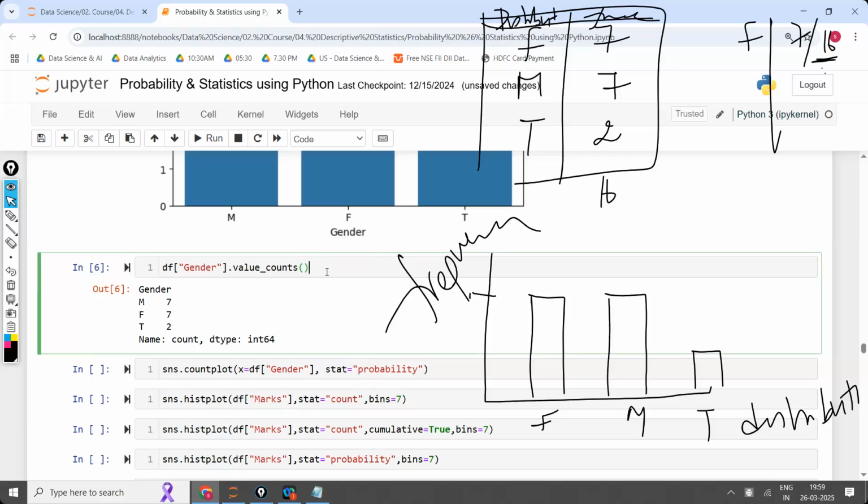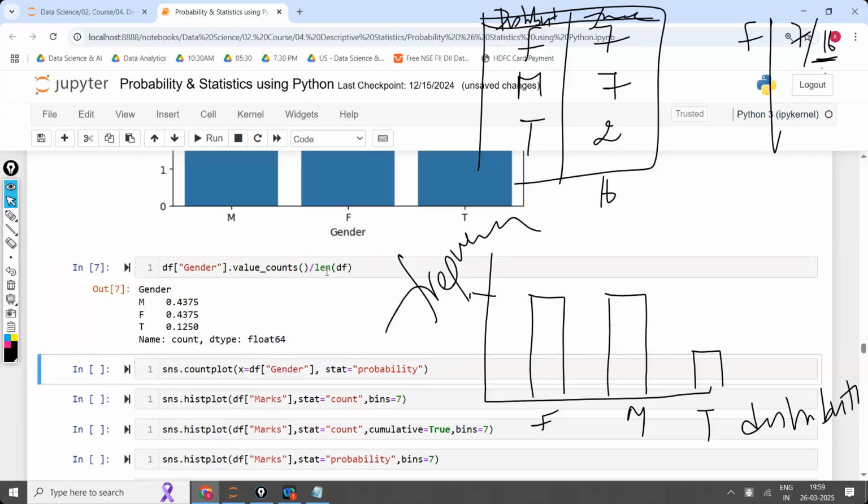With the 16, I have to divide. So which is nothing but length of DF. When I divide with length of DF, automatically I will get the values. That is nothing but probability.